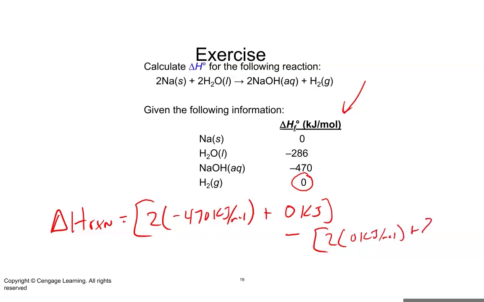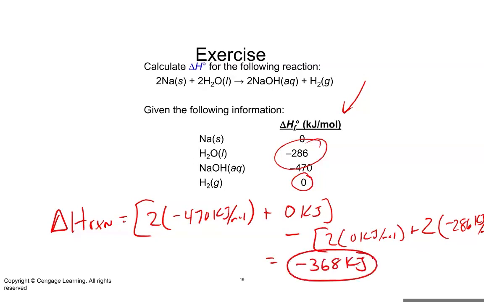And we're going to add it to our 2 waters in the liquid state, which will be minus 286 kilojoules per mole. And that's going to get us 2 times minus 470 minus 2 times negative 286. That's going to give us a negative 368 kilojoules as our delta H for this reaction. That will tell us it is exothermic because we do have a negative value. Any questions on that one?